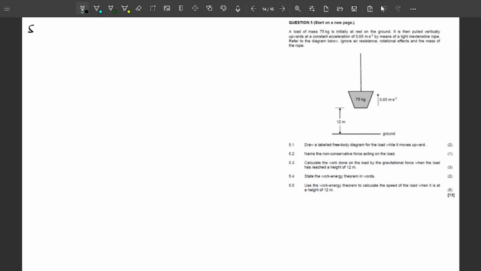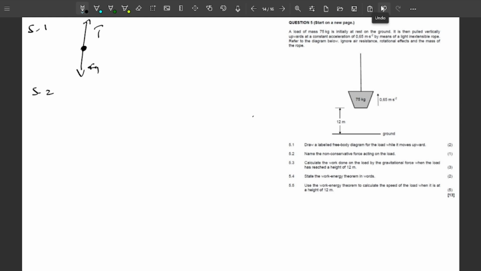So 5.1 reads, draw a labeled free body diagram for the load while it moves upwards, right? So there's only two forces that are going to be acting, which is the Fg and the tension. Only two forces, right? Fg and the tension.